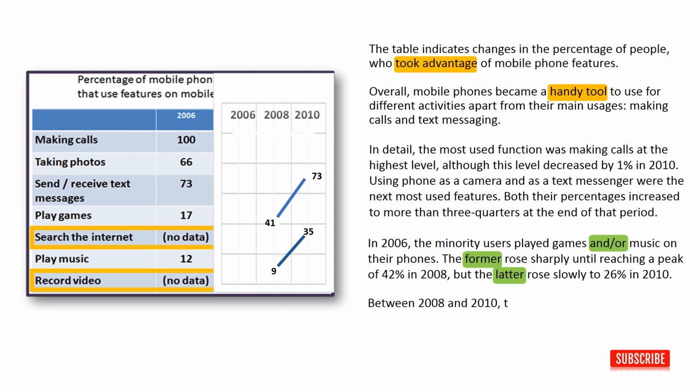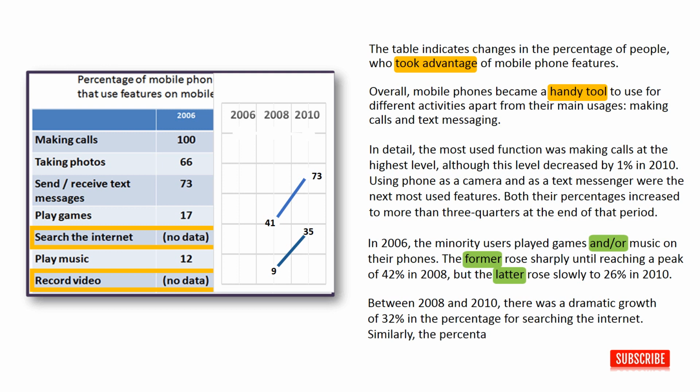Between 2008 and 2010, there was a dramatic growth of 32% in the percentage for searching the internet. Similarly, the percentage for recording video grew dramatically from 9% to 35%. 2 similar trends can be described in a different way by using an adjective and an adverb. In this case, the word dramatic describes the noun growth as an adjective, and the word dramatically describes the verb grew as an adverb. Similarly, the adverbs sharply and slowly describe the verb rose.